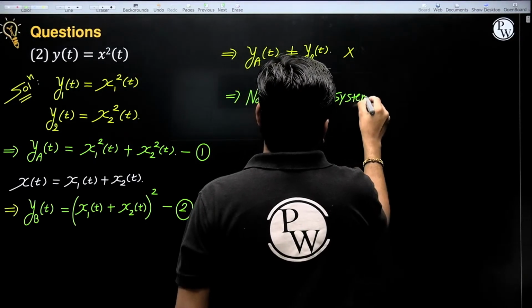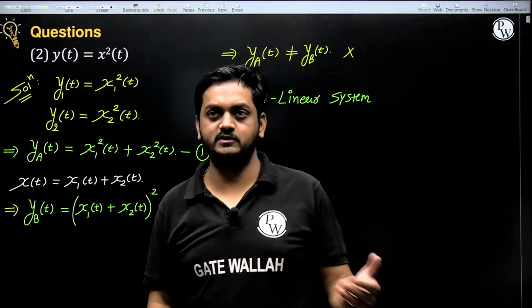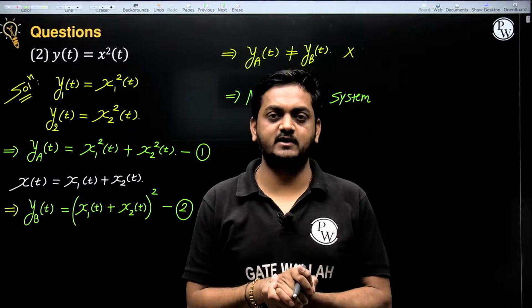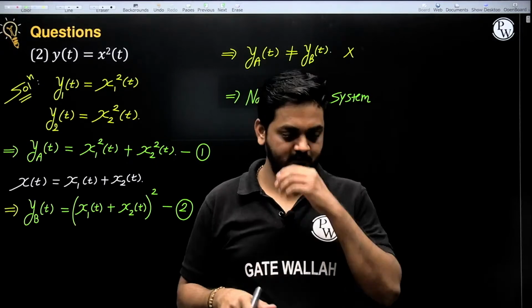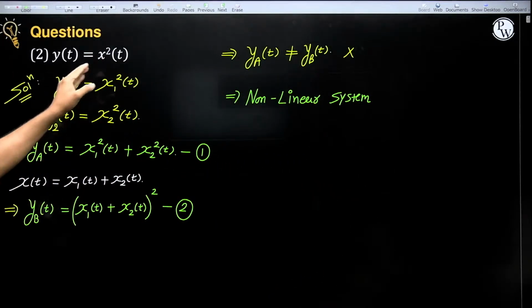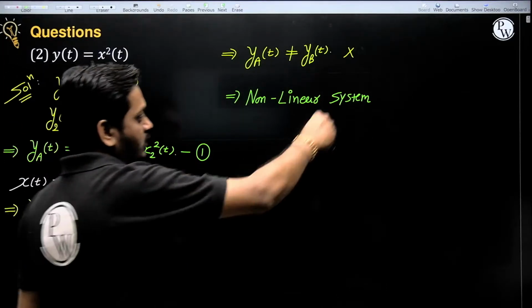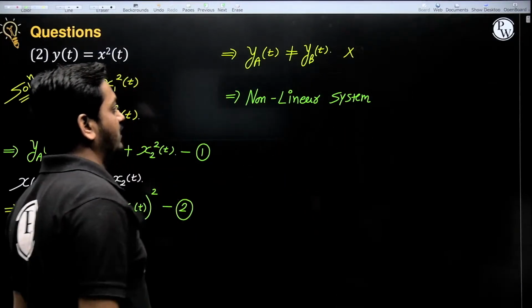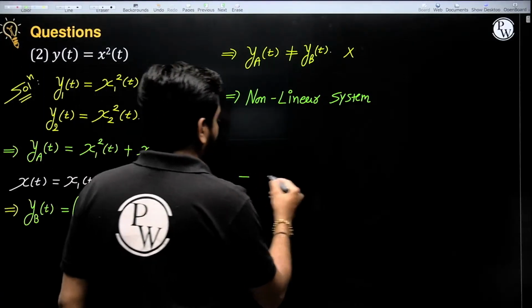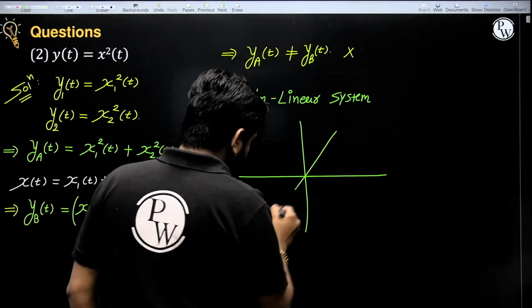Linear system is what? A straight line passing through origin, y equal to mx. Correct? Y equal to mx, a straight line passing through origin. Okay, so y equal to mx, that's why linear. But here it is y of t equal to x square of t. X square of t, guys. Correct? X square of t. That's a non-linear system. Directly also you can say. Okay, y equal to x square. See, linear means what? A straight line passing through origin.